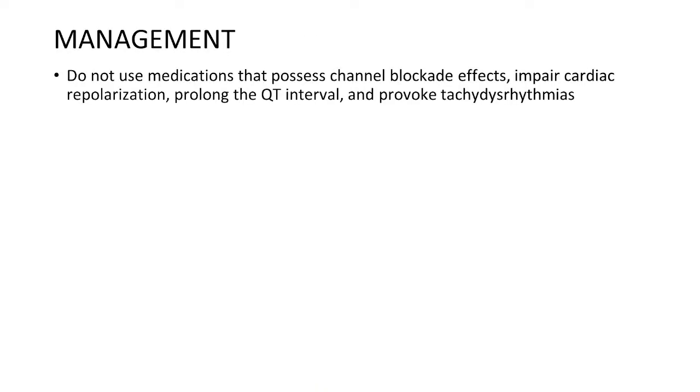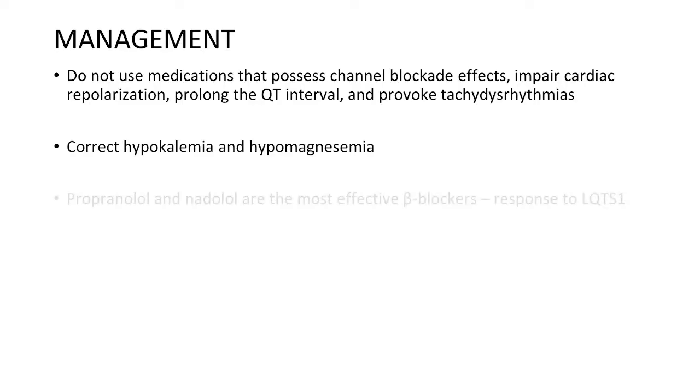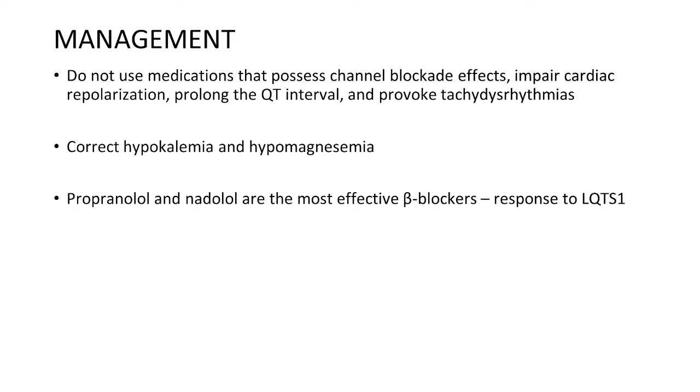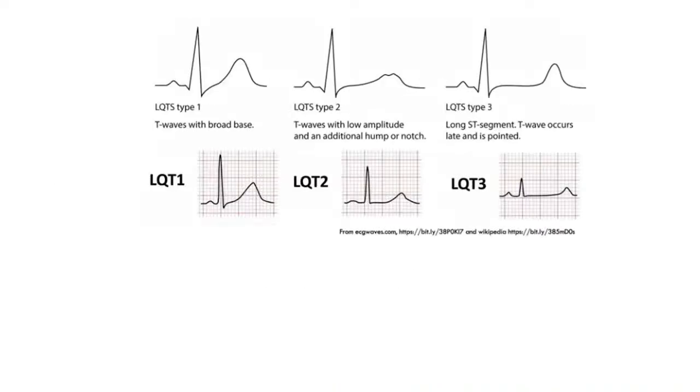Coming to the management, in long QT syndrome we should avoid QT prolonging drugs, which can exacerbate the condition. Before diagnosing long QT syndrome, first rule out the basic things: hypokalemia and hypomagnesemia, and then correct them. And they found that beta blockers are effective in long QT syndrome 1. And since long QT syndrome type 2 has flat T waves, there is more risk for hypokalemia.